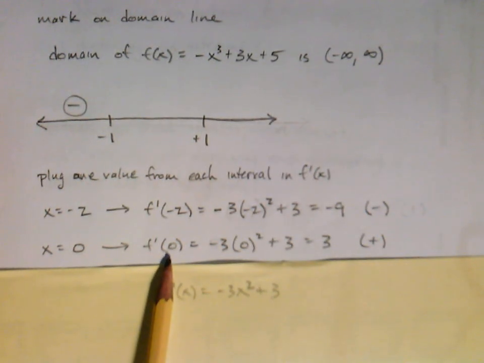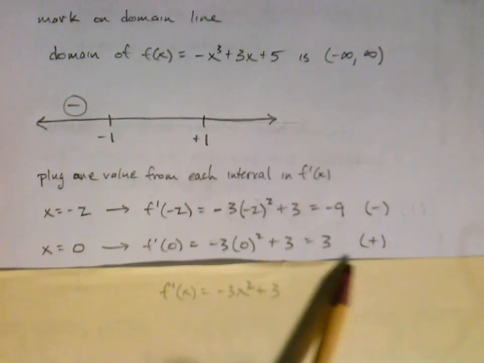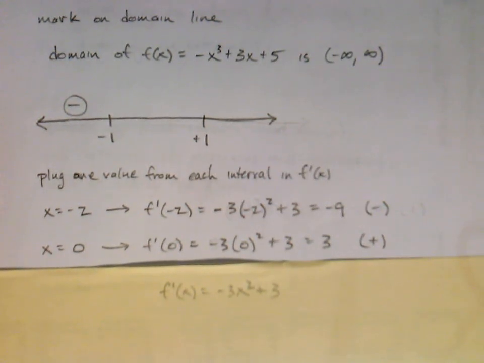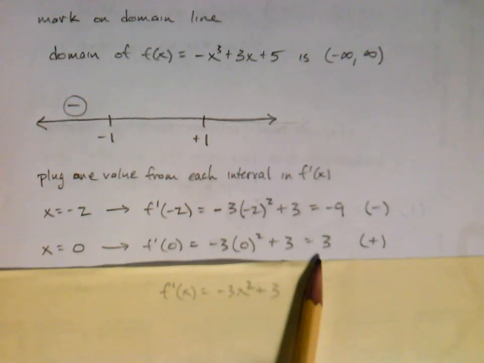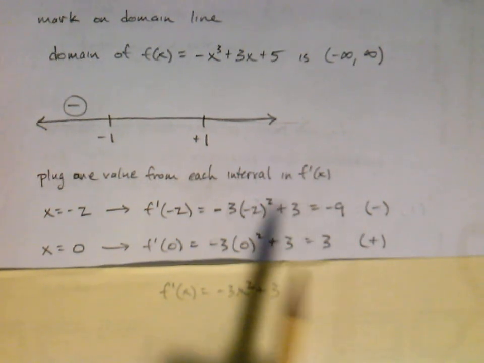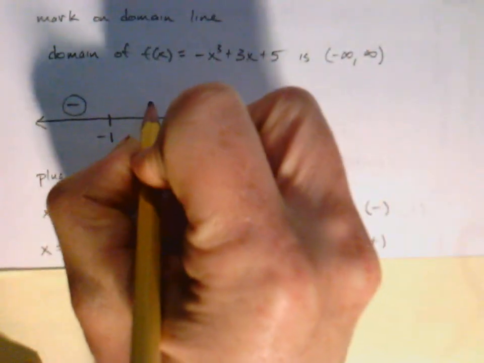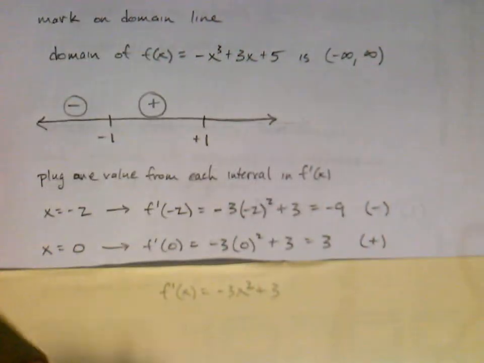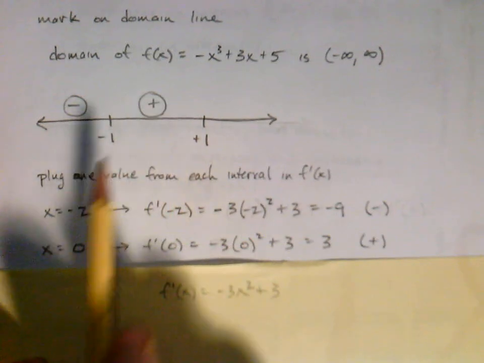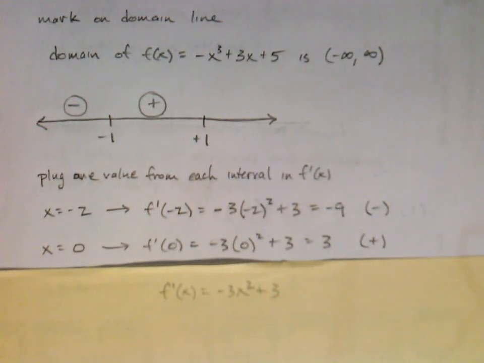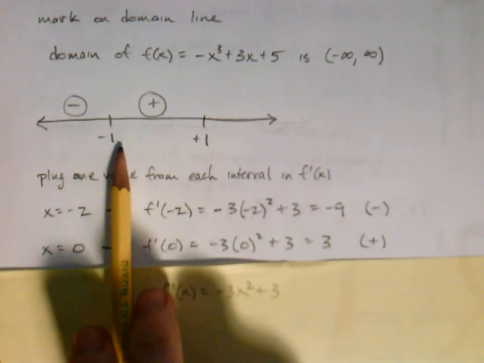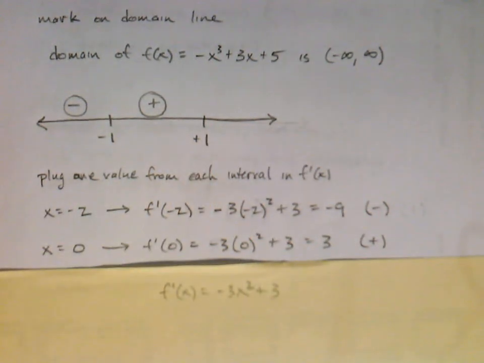We're plugging that into the derivative, and we're just concerned with, do we get a positive result or a negative result? Well, plugging in 0, we get +3. That's a positive, so we know that every value in there is going to have a positive derivative. So the function is increasing between -1 and +1.